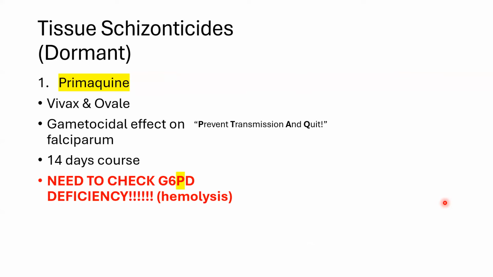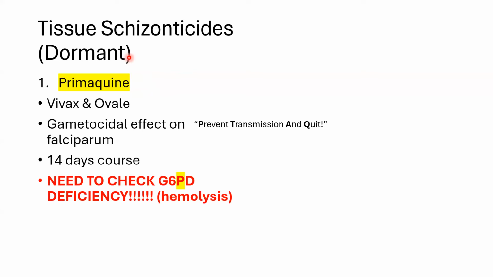Now we're done with the blood schizonticides. Moving on to the tissue schizonticides, the ones we said target the liver or the dormant liver forms. Like we said, TP is sleepy. The main one the doctors like is primaquine, so this is the only one I'm going to talk about.